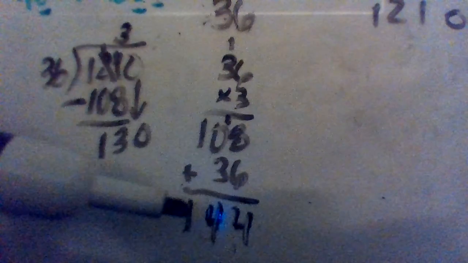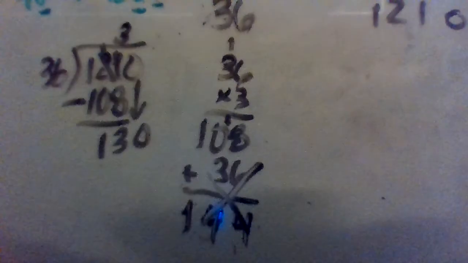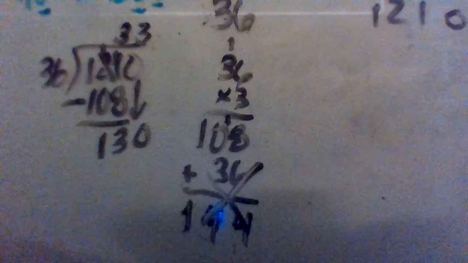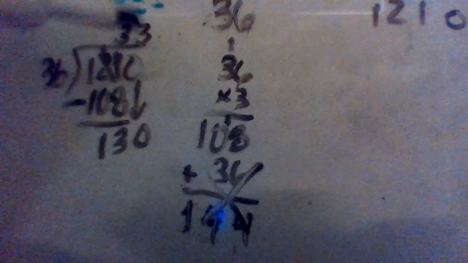Okay, so when I add it, 6 plus 8 is 14, so 4, carry my 1. This is 4, and I have 1. Well, 144 is bigger than 130, so I'm going to put a big X through it. So I have to go with my 3 again, right? And we said that's what we were thinking, that it was going to be closer to the 30. And I already know that 36 times 3 is 108.